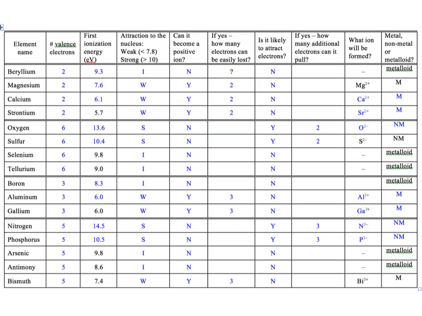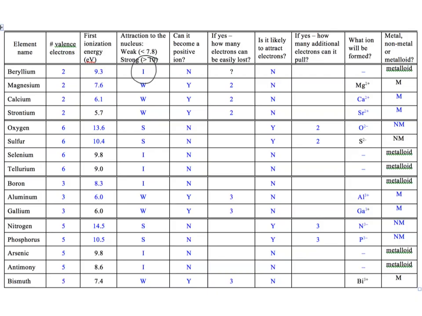Similar reasoning can be used to complete page 2 of this worksheet. Note that beryllium, with an intermediate attraction for electrons, is unlikely to form either a positive ion or a negative ion, and it's generally not included as a +2 ion like the other elements in its family.